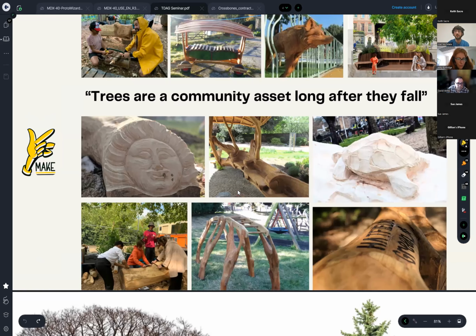So it's rooted in the fact that trees are a community asset, as you all know, but for me, that applies long after they fall. And the work we do really is to bring the tree to the timber and back to the community so that we can use the potential that it's got, both to lock in the embodied carbon within the tree, but also use it to activate a lot of community potential that sits below the surface. And it really doesn't take much to unlock.